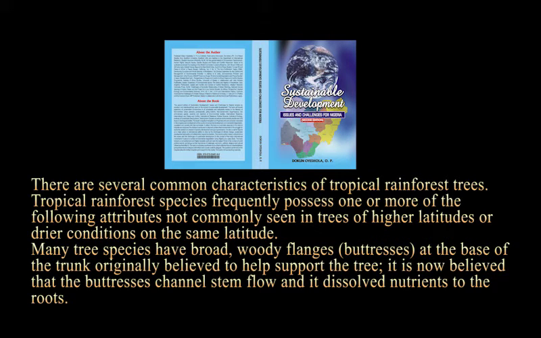There are several common characteristics of tropical rainforest trees. Tropical rainforest species frequently possess one or more of the following attributes not commonly seen in trees of higher latitudes or drier conditions on the same latitude. Many tree species have broad, woody flanges, buttresses, at the base of the trunk originally believed to help support the tree. It is now believed that the buttresses channel stem flow and its dissolved nutrients to the roots.